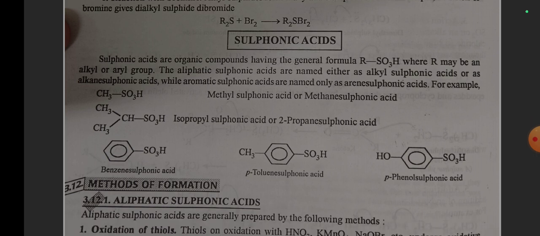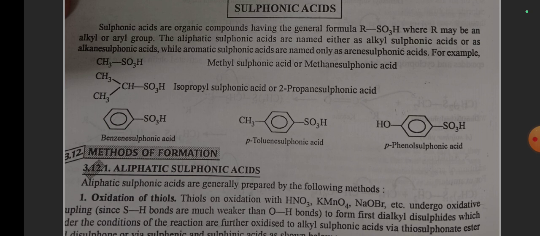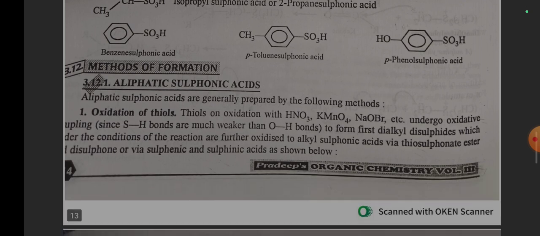Sulfonic acid. Sulfonic acids are generally organic compounds having general formula RSO3H, where R may be an alkyl or aryl group. The aliphatic sulfonic acids are named either as alkyl sulfonic acids or as alkane sulfonic acids, while aromatic sulfonic acids are named only as arene sulfonic acids, for example, methyl sulfonic acid or methane sulfonic acid.